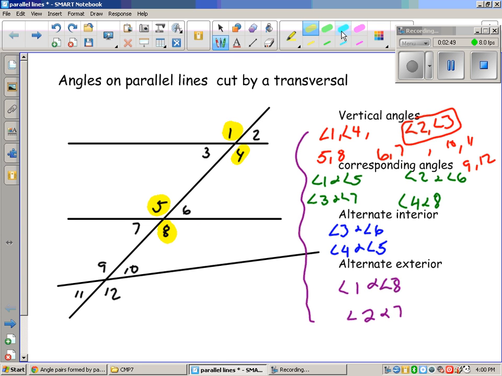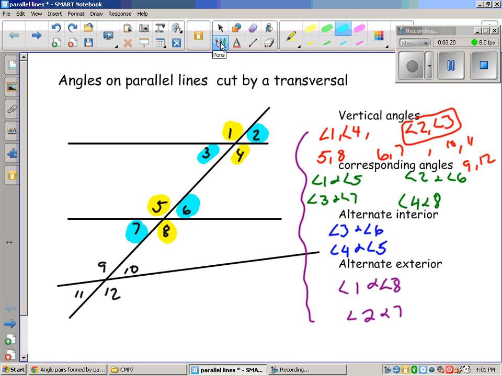The other set of angles you can have is angle 2. It's congruent to angle 3. Angle 3 is congruent to angle 6 because they're alternate interior angles, or angle 2 is congruent to angle 6 because they're corresponding. Angle 2 is also congruent to angle 7 because they're alternate exterior angles, and angle 6 is congruent to angle 7 because they're vertical. So if I know one of these angles, I can find all the rest of the angles in these two parallel lines.